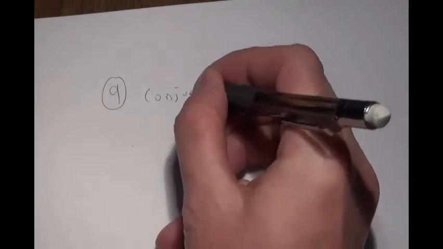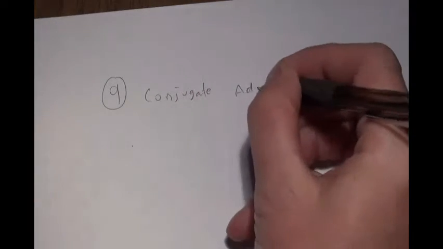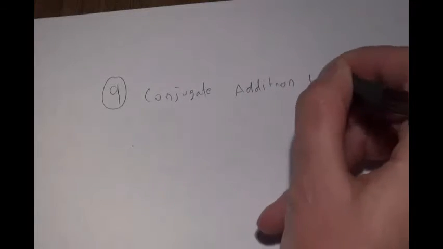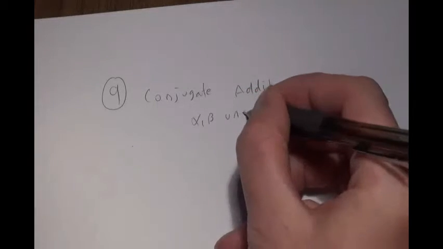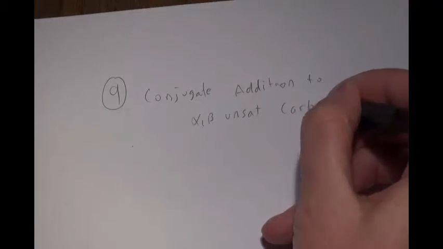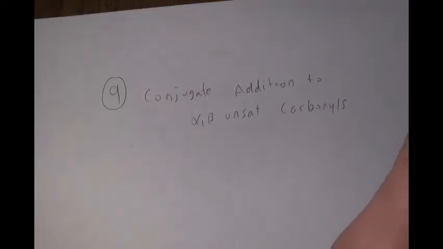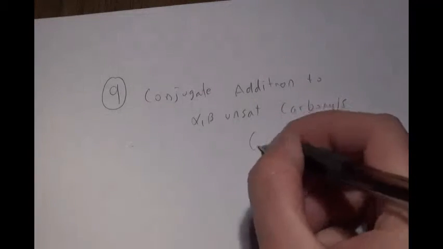All right, so we're continuing our treatment of chapter 18, which was mostly about things like enolates and carbonyls. Lately, what we ended on was conjugate addition to alpha beta unsaturated carbonyls, and that's also what we're calling enones.